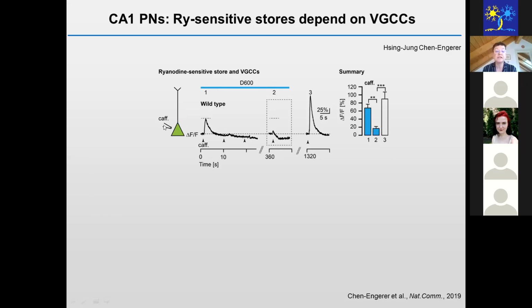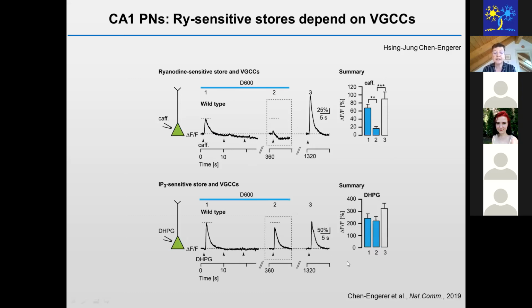We applied caffeine to single somata of bulk loaded CA1 pyramidal neurons. So the neurons here were stained with an AM dye that was applied to the entire slice. And in the presence of a calcium channel blocker, when the application occurred at short intervals, this rapidly depletes the ryanodine sensitive calcium store, and the replenishment is not possible in the presence of the calcium channel blocker, even after minute-long breaks in the stimulation sequences. This is different after complete washout of the calcium channel blocker.